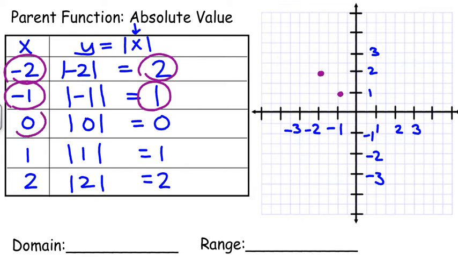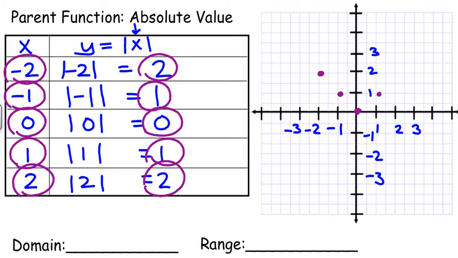The next ordered pair is 0, 0, again at the origin. The next ordered pair is 1, 1. So right 1, up 1. The last ordered pair is 2, 2. Right 2, up 2. So what this is going to create is the shape of a V. This is your parent function for an absolute value.